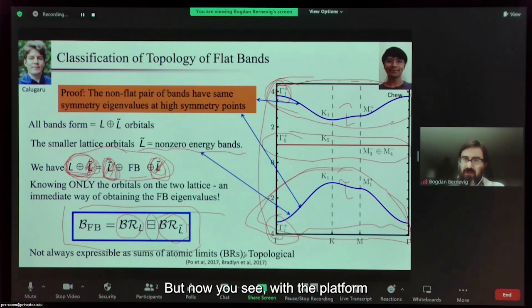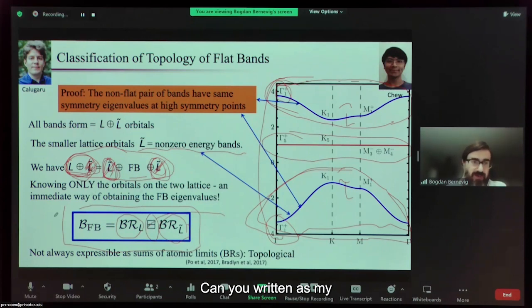Because I'm doing this subtraction, it means that most of the time, you see, this is a natural expression. Most of the time, I won't be able to do this. It's not a sum. I'll be able to do it sometimes. If I can deform the lattice L tilde to go to the lattice L, I'll be able to do it. But if I cannot deform it while respecting the symmetries of the model, then I won't be able to do the subtraction and obtain another atomic limit. So the flat band can be written as a difference of atomic limits, not as a sum of atomic limits, and that means it's topological.